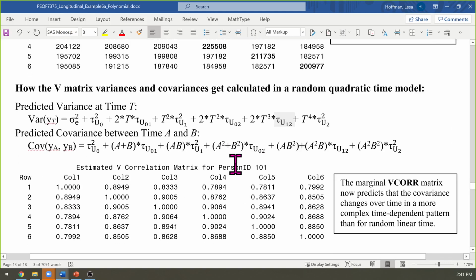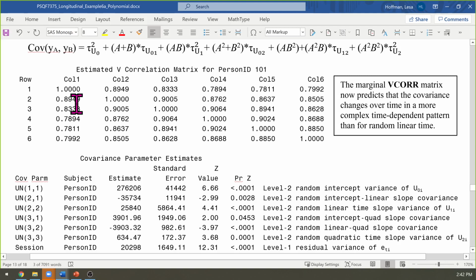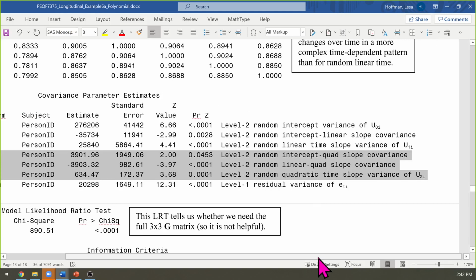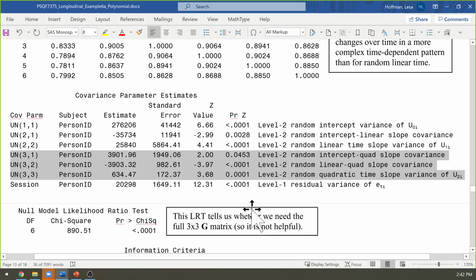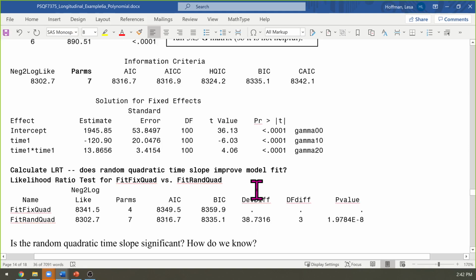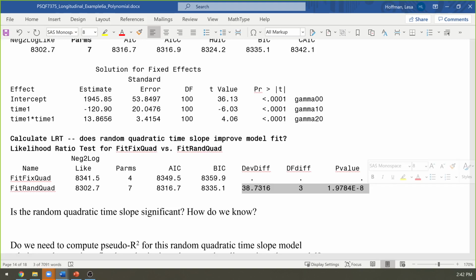V-core then, correlation version of the same matrix. And here are all of my new parameters. So those 3 lines in the covariance parameters table give me the variance of the random quadratic time slopes and their covariance with the intercept and linear slopes. I have a likelihood ratio test coming up here to judge the result.